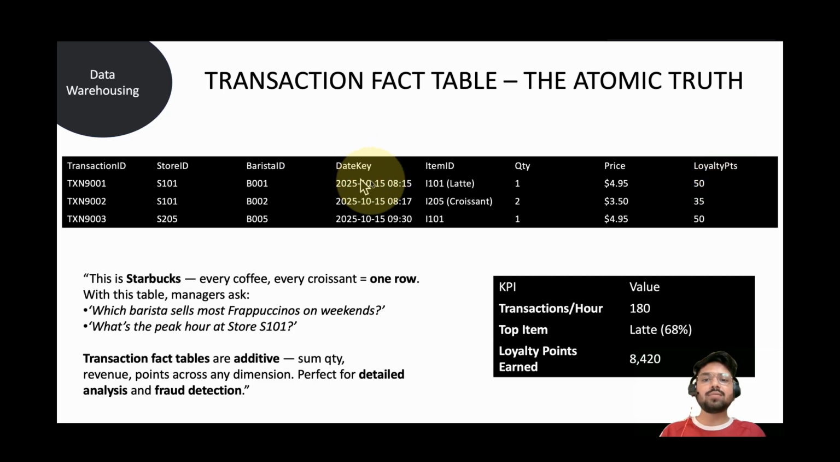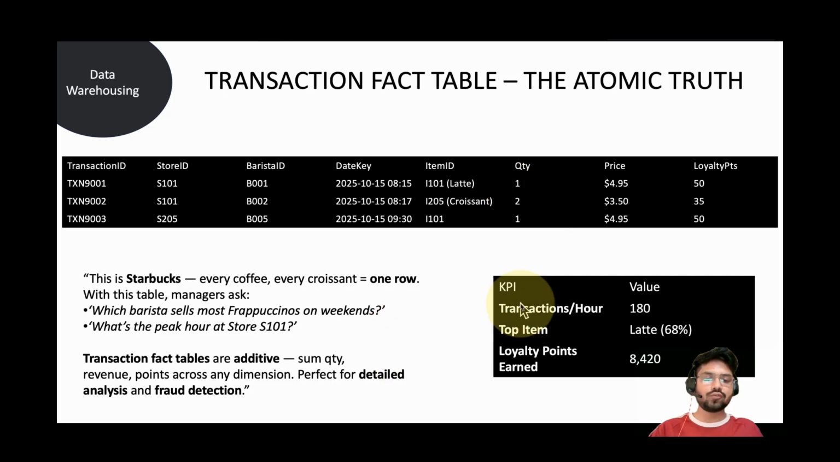So the date dimension is associated with the fact table so that we can know in detail at which date, at which particular time we have this transaction. The date key is a dimension that you will see in most of the fact tables. Here you can see every coffee is one row, and let's suppose your manager asks you which barista sells the most coffees on weekends, or what's the peak hour at store S101. You can find that out easily using this fact table, because with this fact table we have our numerical data available with which we can identify this easily.